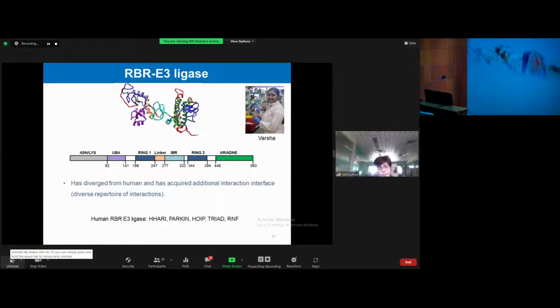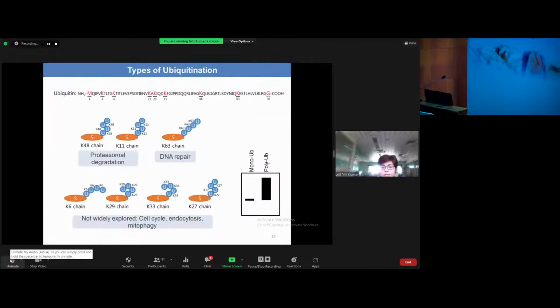Our initial approach was to purify this protein and develop an in vitro assay so that we could screen for E3 ligase inhibitors. However, despite a lot of attempts, and you are aware that parasite proteins are very difficult to purify and to biochemically and structurally characterize, we were not very successful in making a good quality protein which could be used for in vitro ubiquitination.